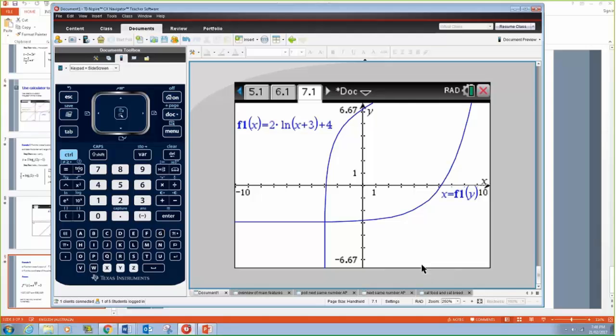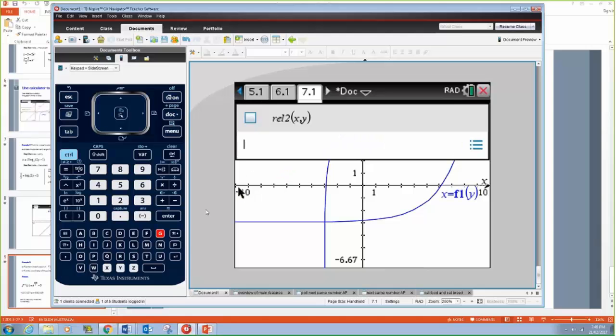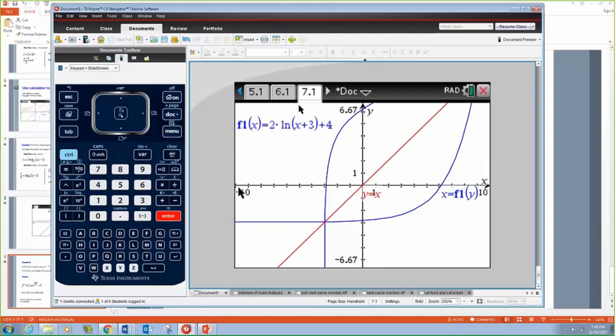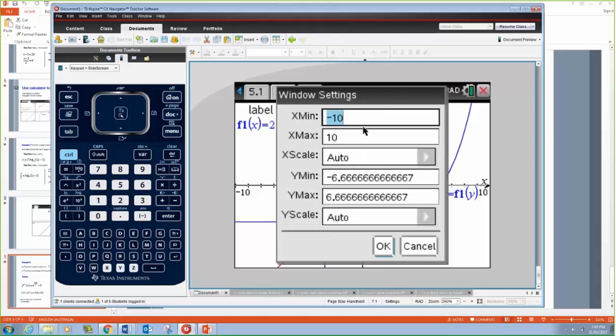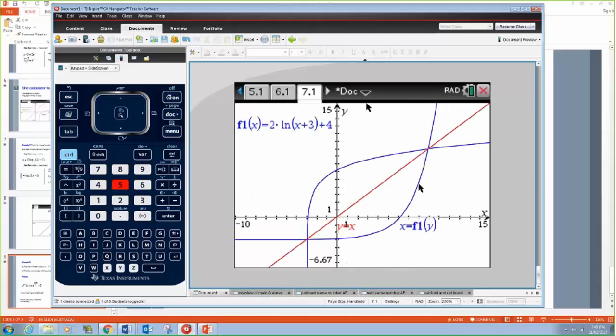So what happens here? Control wrong button. Y equals x, so they can see that it is symmetrical, and we can change the window to see the other point of intersection if we need to, go maybe a bit higher. And they can find the points of intersection, and that looks nice and symmetrical. So again, if they enter their own equation in graph entry and they are the same, that means that they've got their equation correct.